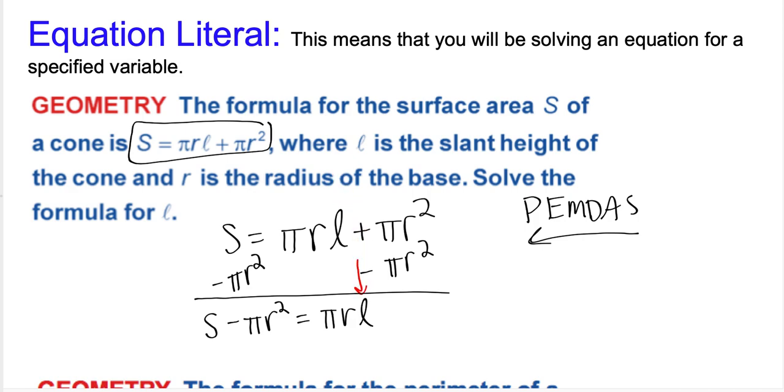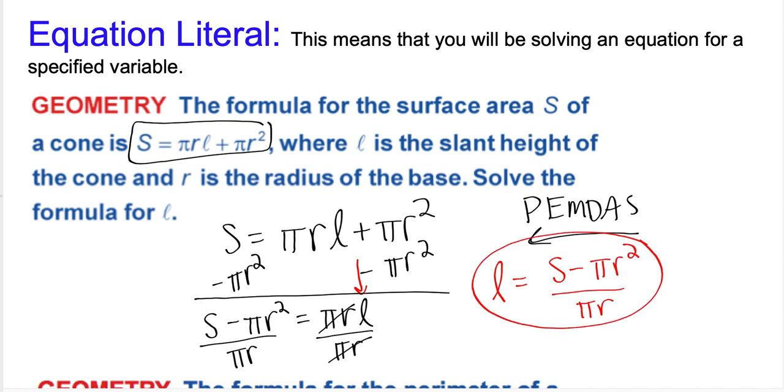So now what do I need to move? What do I need to get rid of? I need to get rid of the pi and the r. So ask yourself, what operations are happening here? Pi times r times L. How do we undo multiplication? That would be division. So we want to divide both sides by pi r. And that'll get rid of it, leaving us with just L. Okay? So we would have L equals S minus pi r squared all over pi r. That's one way to write the answer, okay?